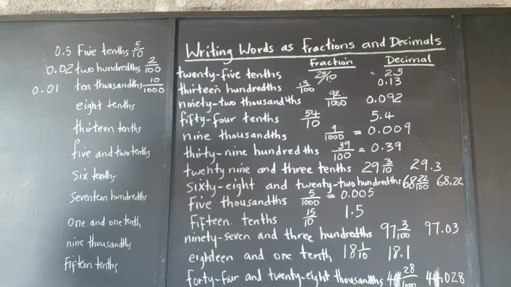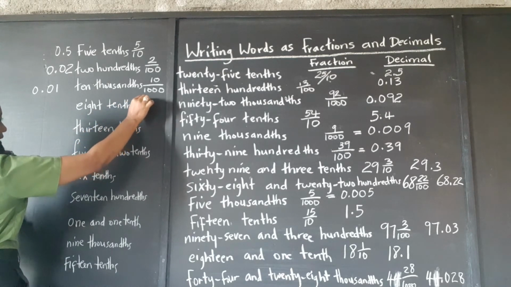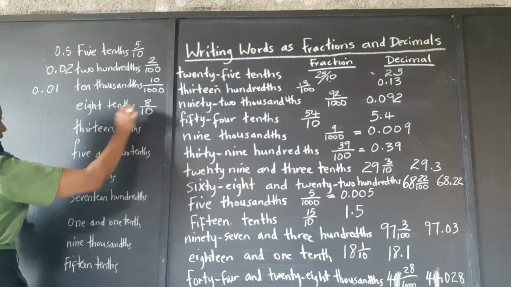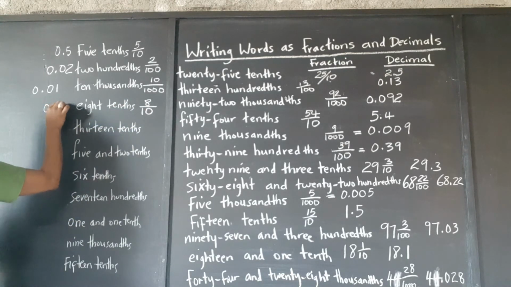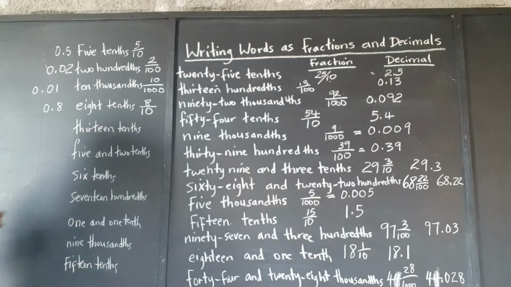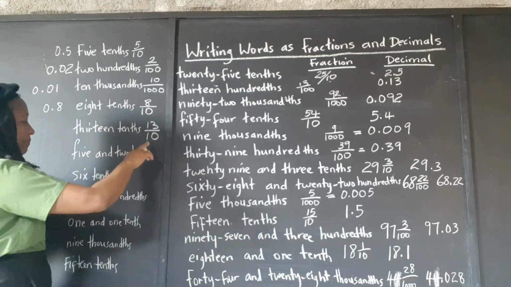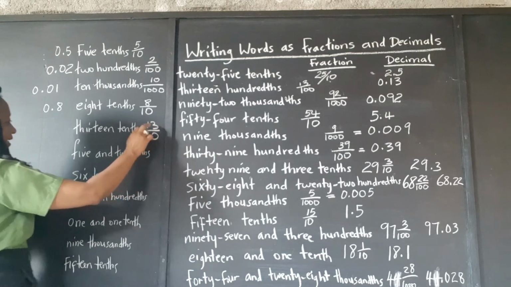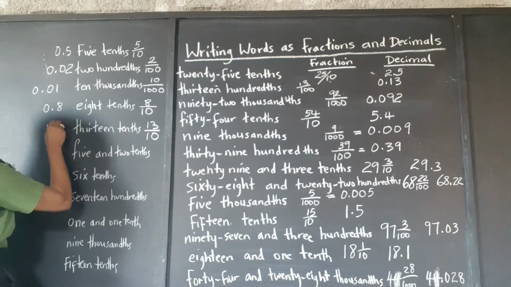Thousandths and 8 tenths. So that's 8 tenths. 1 place to the left, that's 0.8. 13 tenths. So we're dividing by 10, we need to move 1 place to the left. It's going to take us between the 1 and the 3. So that's 1.3.